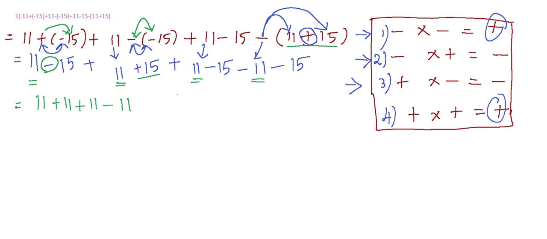Similarly, I'm trying to bring all the 15s together. So minus 15 plus 15. Then you have minus 15. Again, you have another minus 15. Okay. Now, let's try to solve this. So whenever you have plus 11 and minus 11, you can cancel out both because it's going to be 0. Similarly, plus 15 minus 15, the answer tends to be 0.